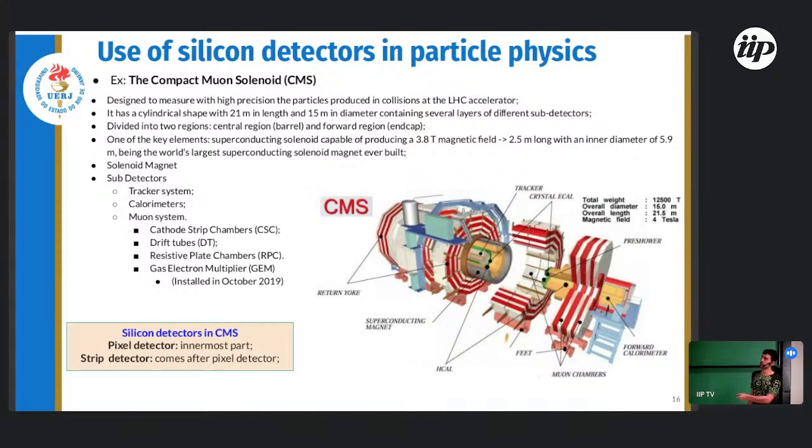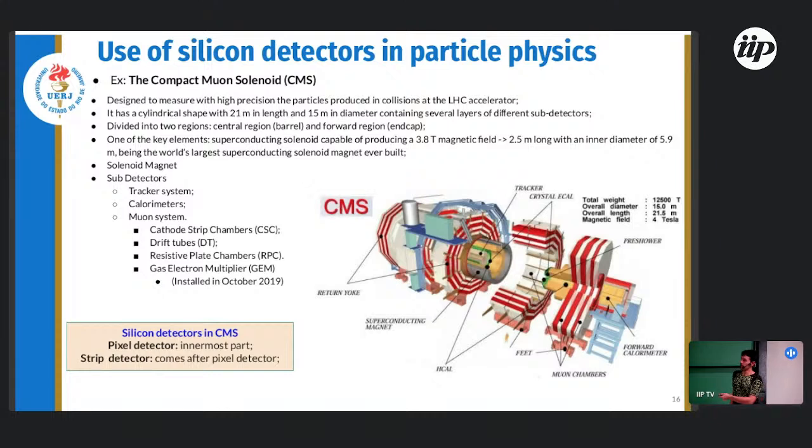Basically, this is how it is. It is 21 meters in length, 15 meters in diameter, and we have several different detectors here. And also there is this solenoid magnet that we have here in the center. And do you know why we have this magnet? No? Yeah, basically this. Because we have charged particles traveling, and then we bend the trajectory, and then we can measure the momentum.